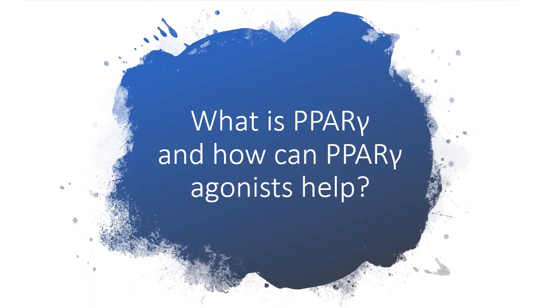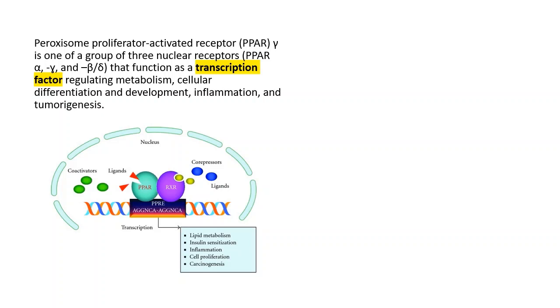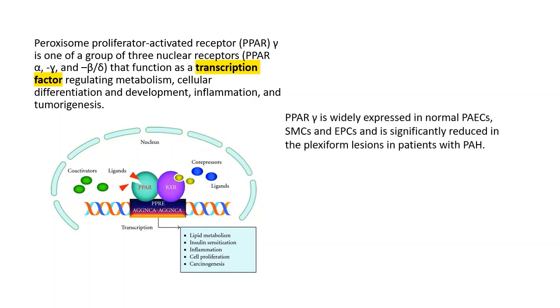Well, now that we know what the disease looks like and how it develops, we still need to learn more about PPARɣ and the effect of its activation. PPARɣ, or peroxisome proliferator-activated receptor gamma, is one of a group of 3 nuclear receptors that function as a transcription factor, and when activated they bind to PPAR response elements in the promoter regulatory regions of target genes, thus regulating metabolism, cellular differentiation and development, inflammation and tumorigenesis.